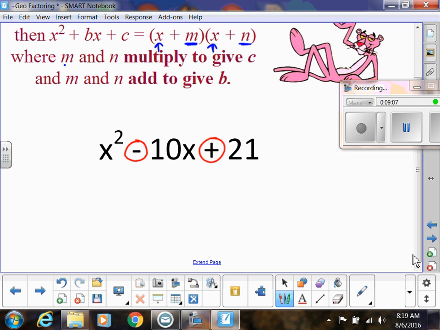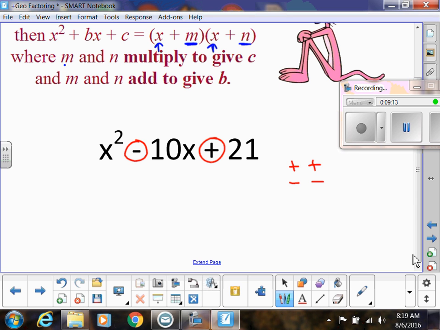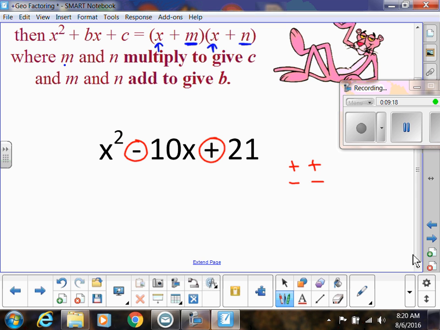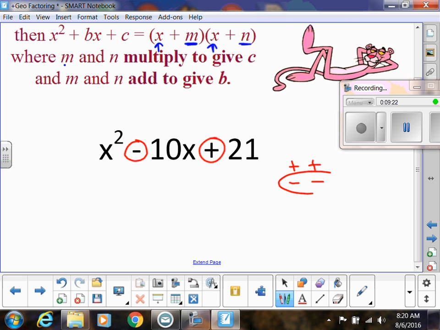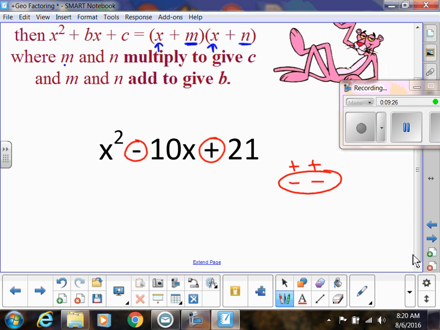So now my two numbers have to be either both positive, since positive times positive is a positive, or both negative. Now, if I add two positives together, I'm not going to get a negative number. But if I add two negatives together, I will get a negative number. So keep in mind, our m and our n are going to be both negative. Okay, so keep that in mind.